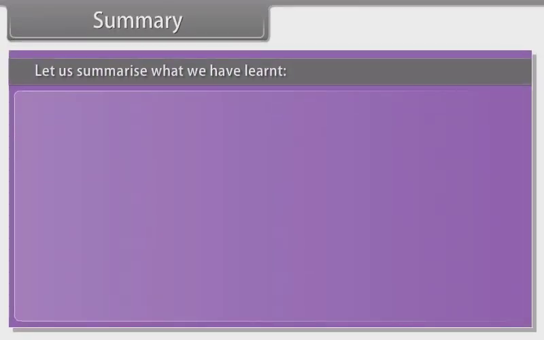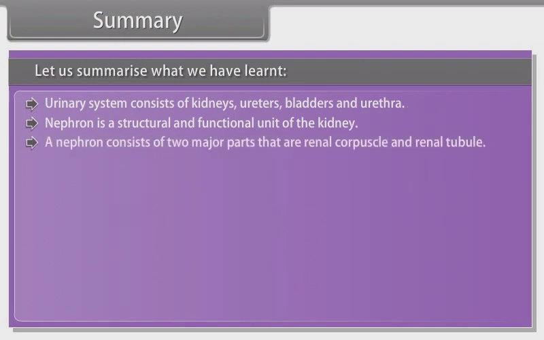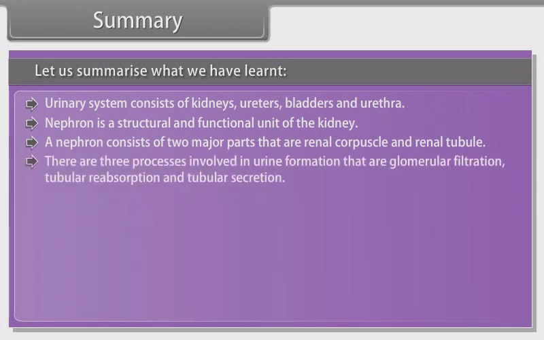Summary. Let us summarize what we have learned. The urinary system consists of kidneys, ureters, bladder and urethra. The nephron is the structural and functional unit of the kidney. A nephron consists of two major parts, the renal corpuscle and the renal tubule. There are three processes involved in urine formation: glomerular filtration, tubular reabsorption and tubular secretion.